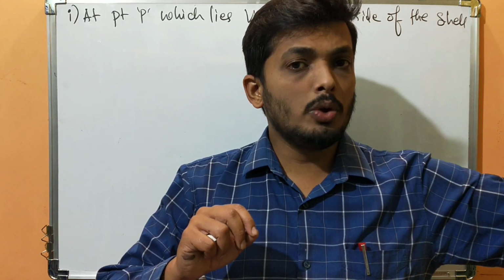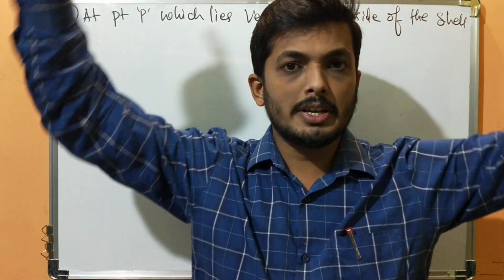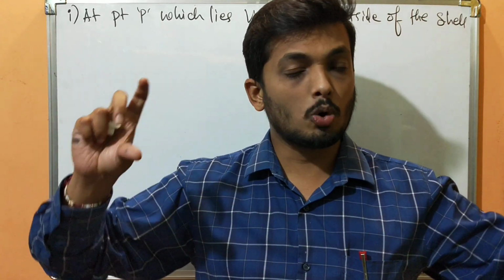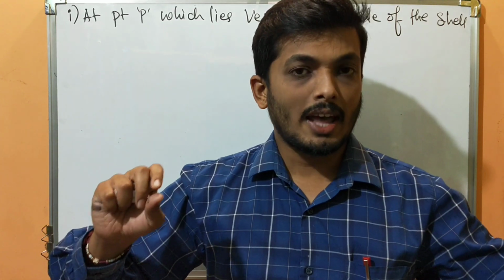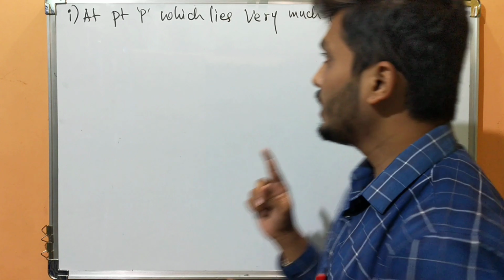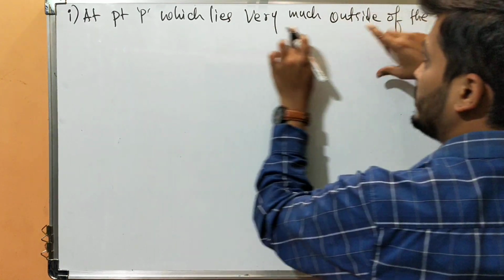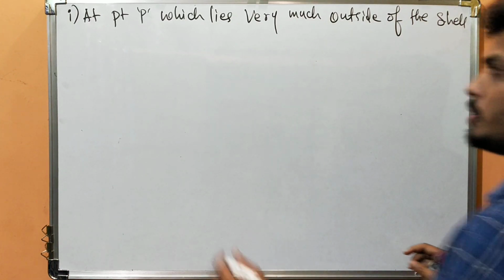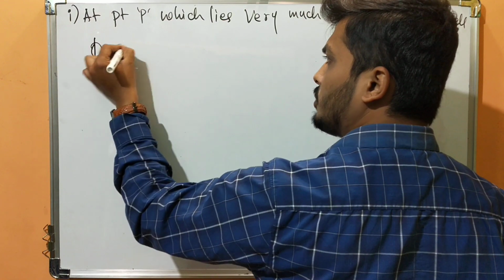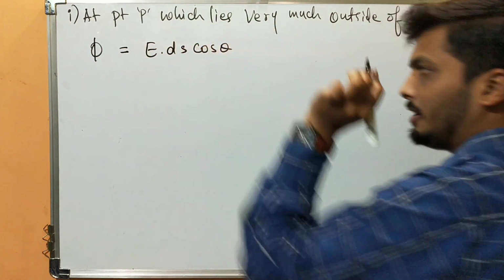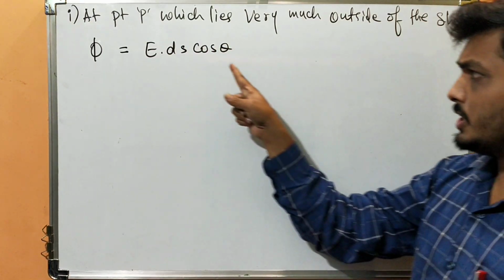What did we do here? We drew an imaginary sphere and brought that point P onto a closed surface. That imaginary surface is called a Gaussian surface. So case number 1 is at point P, which lies very much outside of the shell. Here again let us use the formula of the flux: phi is equal to E delta S cos theta.